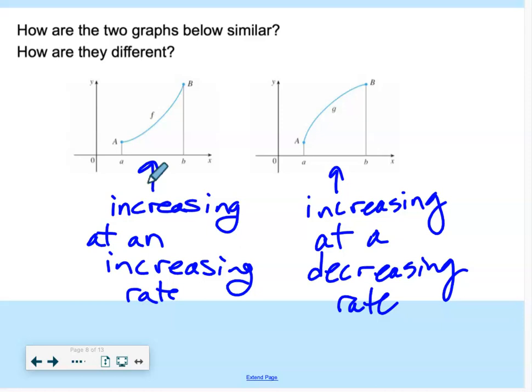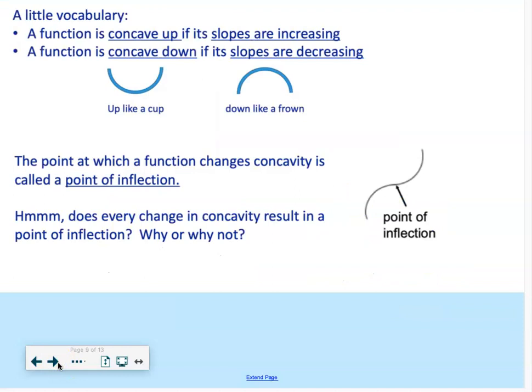So the way that we actually describe this is with a word called concavity. When slopes are increasing, it means the function is concave up. When slopes are decreasing, it means the function is concave down. I personally like to say up like a cup, down like a frown. Some people like to say up like a smile, down like a frown. I like cup because it rhymes.